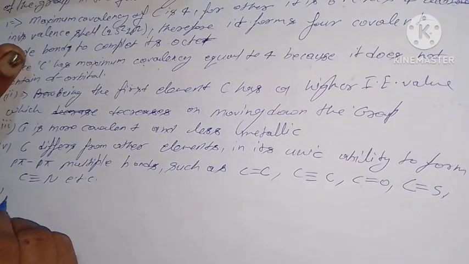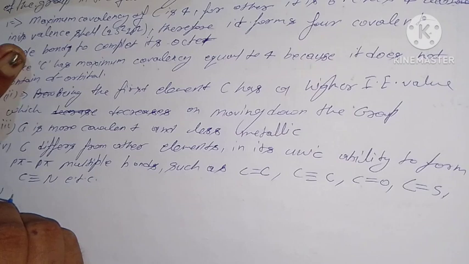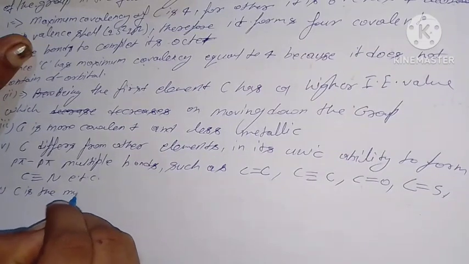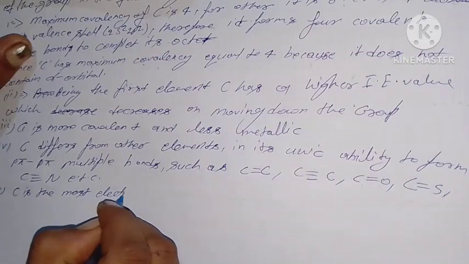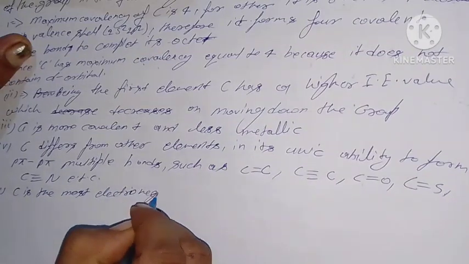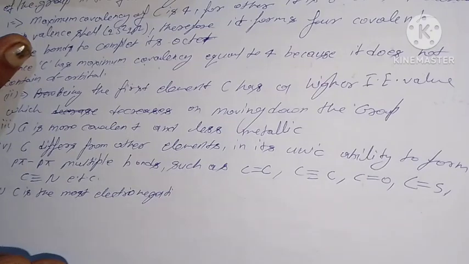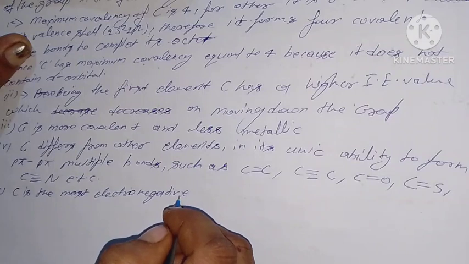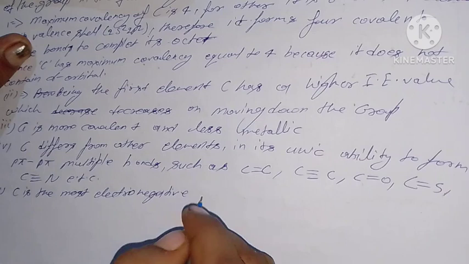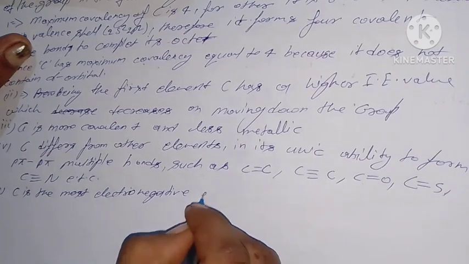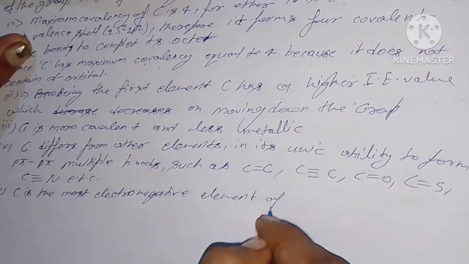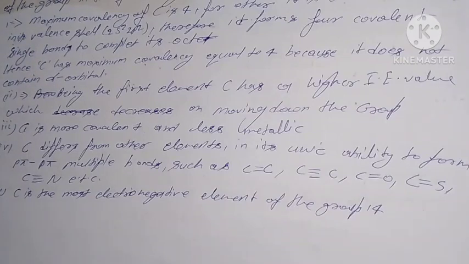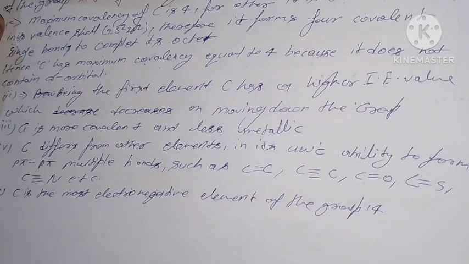Fifth point. Carbon is the most electronegative element of the group 14.